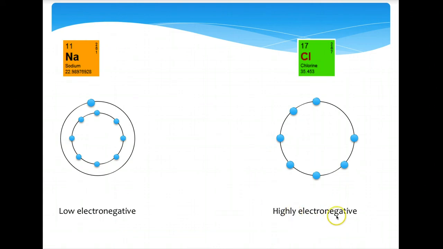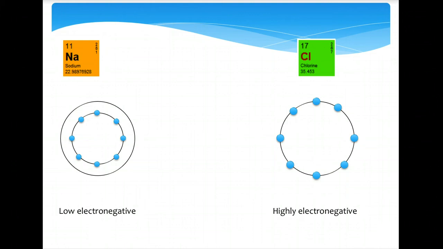And this is one of the trends we talked about in the periodic table. Chlorine is highly electronegative, which means it attracts and can take electrons from other elements. And sodium is low electronegative, so it does not take electrons from other elements. So what's going to happen in this situation is sodium is actually going to give up its electron, and it's going to donate it to chlorine. Now, sodium is happy and chlorine is happy.